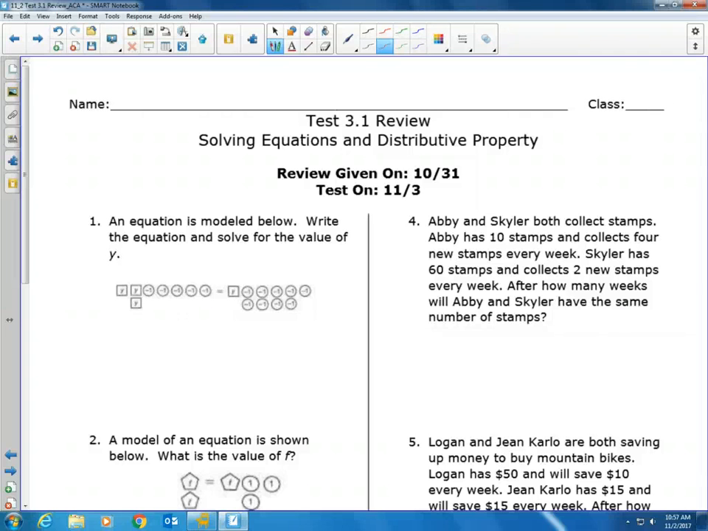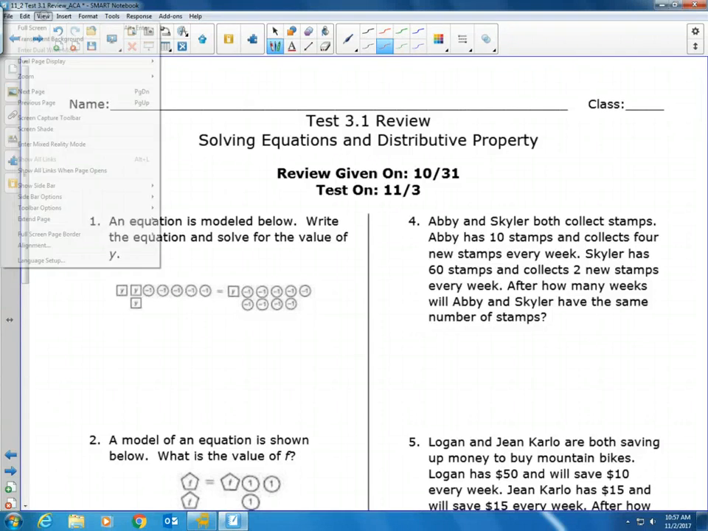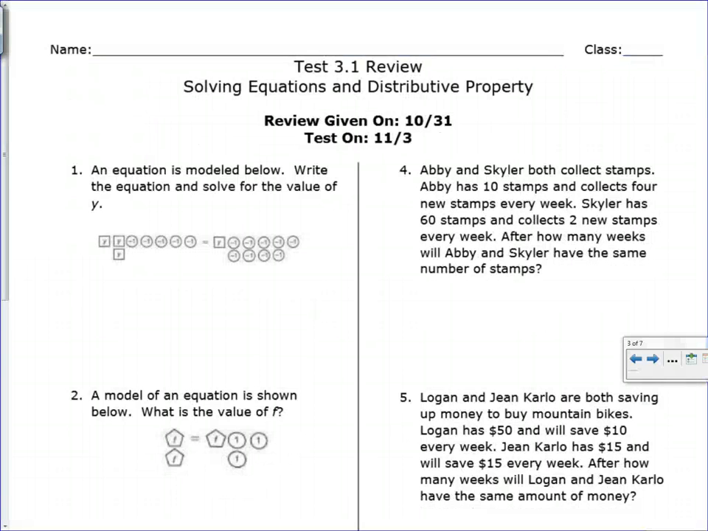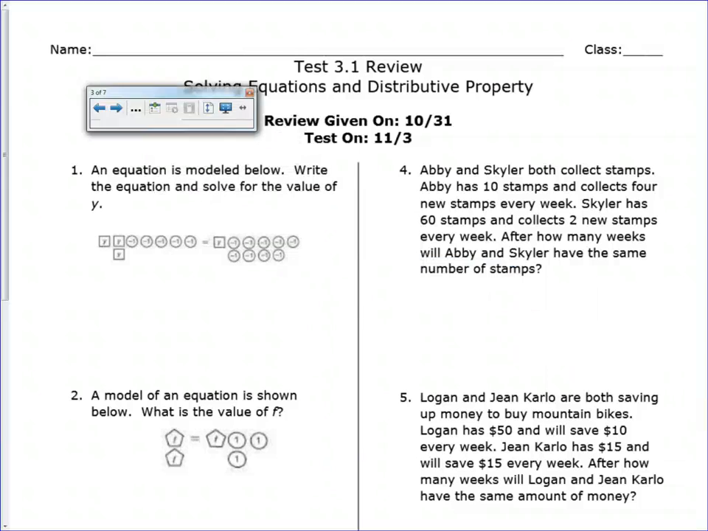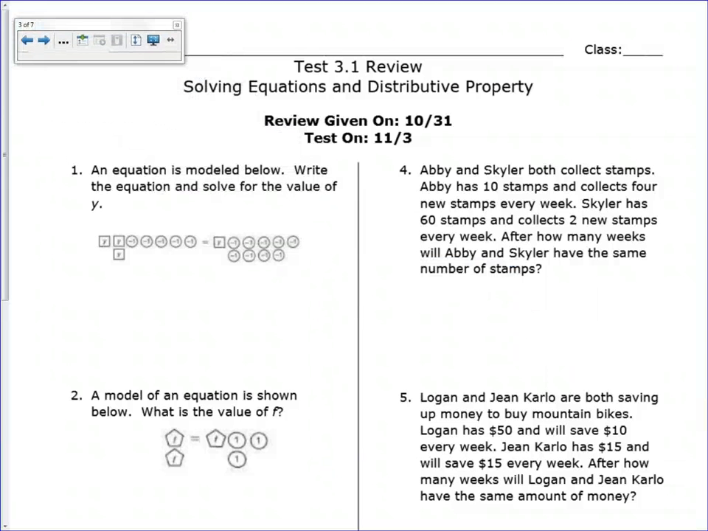Okay guys, this is your test 3.1 review answer key. I'm going to go through and work out all of the problems so that you can check your review and make sure you are ready to go for tomorrow.